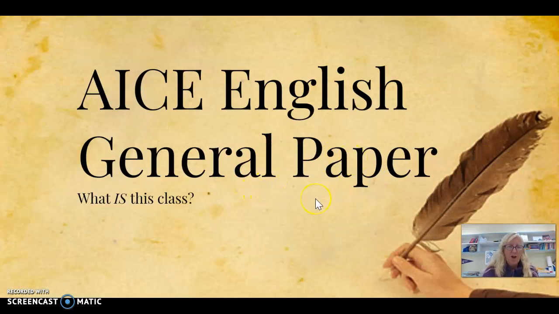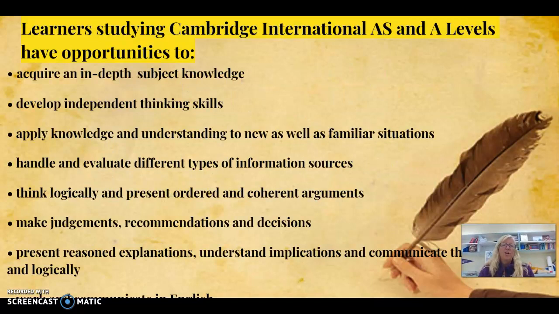Okay, so what is this class? This is put out by Cambridge University. You're going to acquire a lot of knowledge. We're going to be watching news, we're going to be reading articles, and they're all popular things going on right now, things that we all should know about. You're going to develop independent thinking skills. That means you're not just going to go, oh, okay, and regurgitate what you just heard. I don't want you to just summarize. You need to actually apply what you already knew about it and think about what's to come, or what does that mean to us, or who is this important to and why.